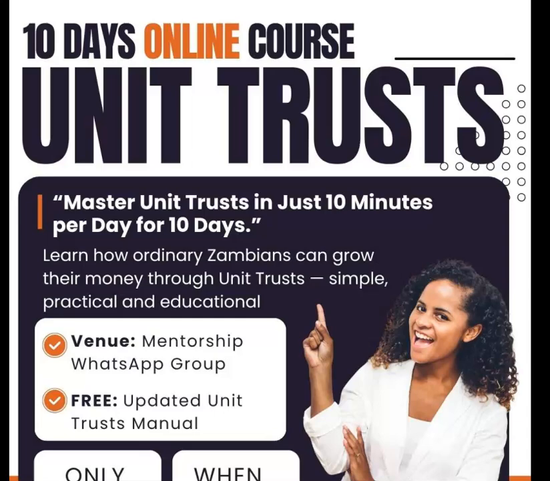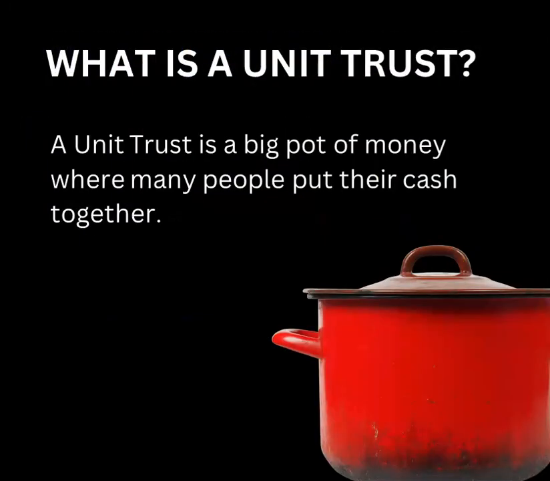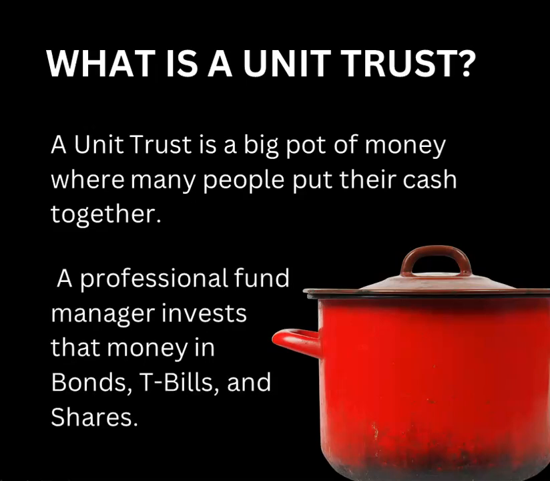We are going to dive deep into this investment vehicle so that the next time you go to invest, you can invest with confidence. What is a unit trust? A unit trust is like that red big pot. What we are going to do with that pot is get the lid and remove it. Then everybody is going to put their cash in that pot. Then a professional fund manager is going to get that money, and he's going to invest it in bonds, T-bills, shares, properties, and any other investments that are there.